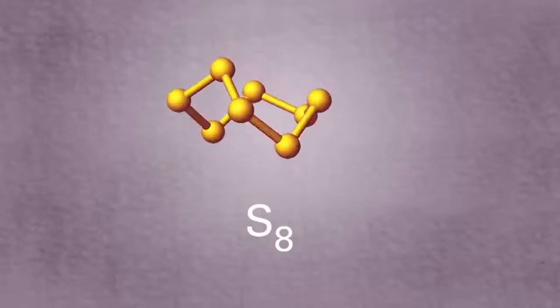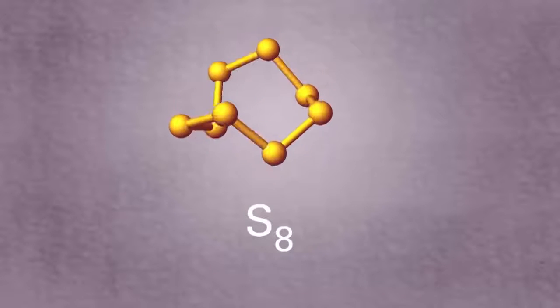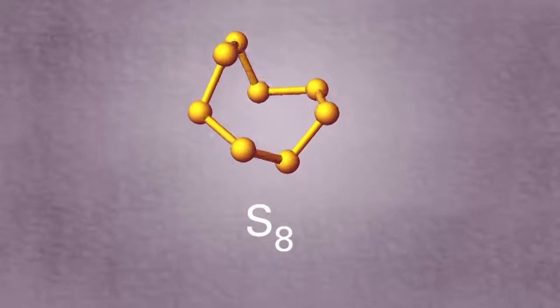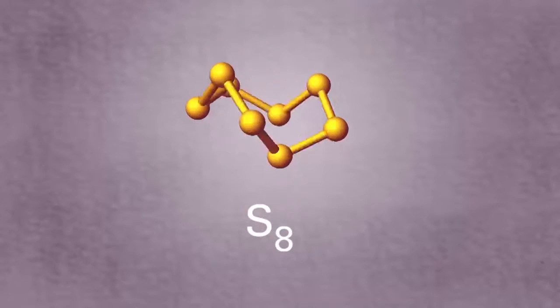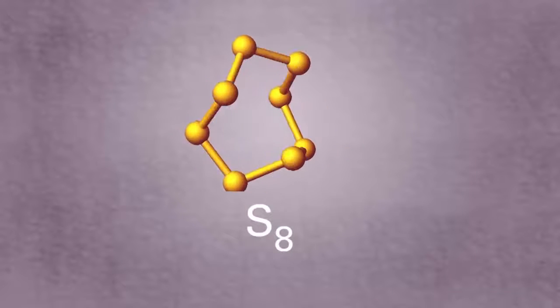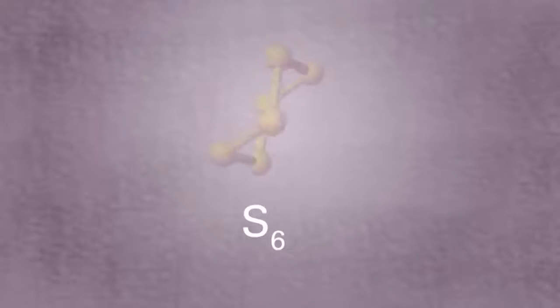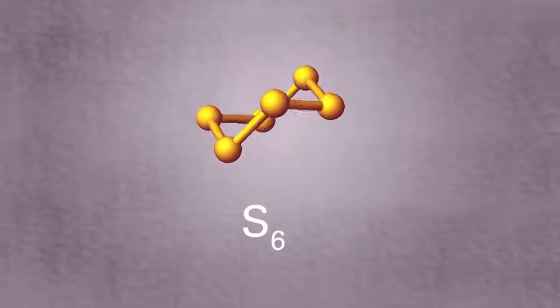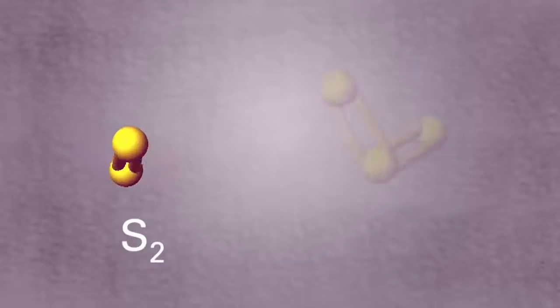Sulfur also exists as many allotropes. The one that you're most likely familiar with is S8, octasulfur, a bright yellow solid. In this allotrope, 8 sulfur atoms are covalently linked to one another to form such a structure. Another solid allotrope of sulfur is hexasulfur, S6. Sulfur can also exist as a gas, disulfur and trisulfur.